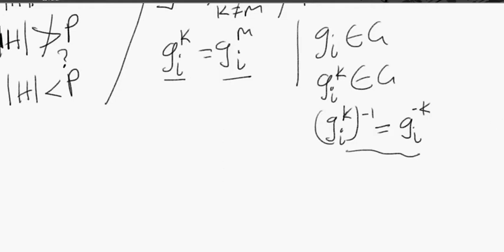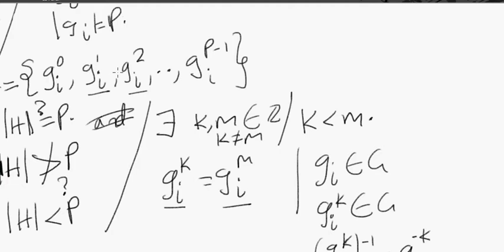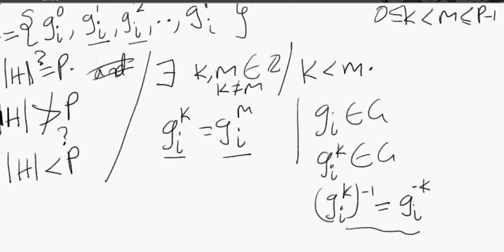Let's recall that these k and m were powers of g sub i in the set H. So in addition to k being less than m, they're at most p minus 1 and at the very least 0. The lowest they can be is 0 and the largest they can be is p minus 1, because the power is being picked for g sub i to some power.